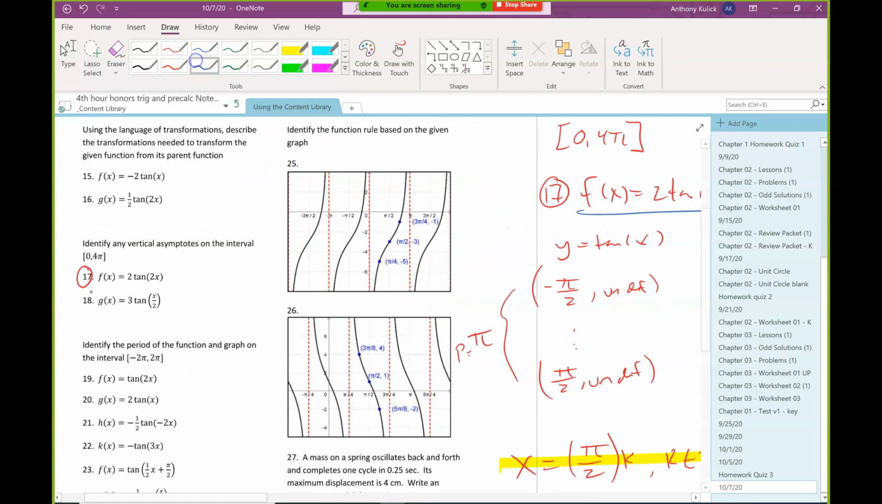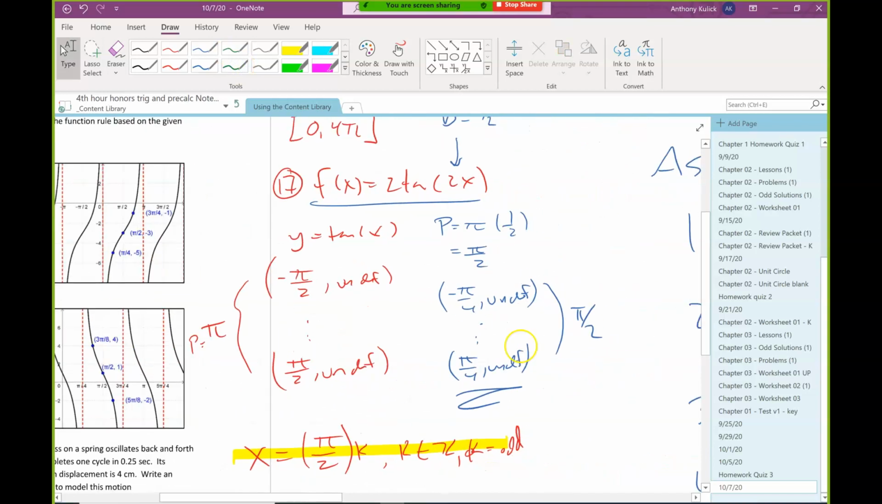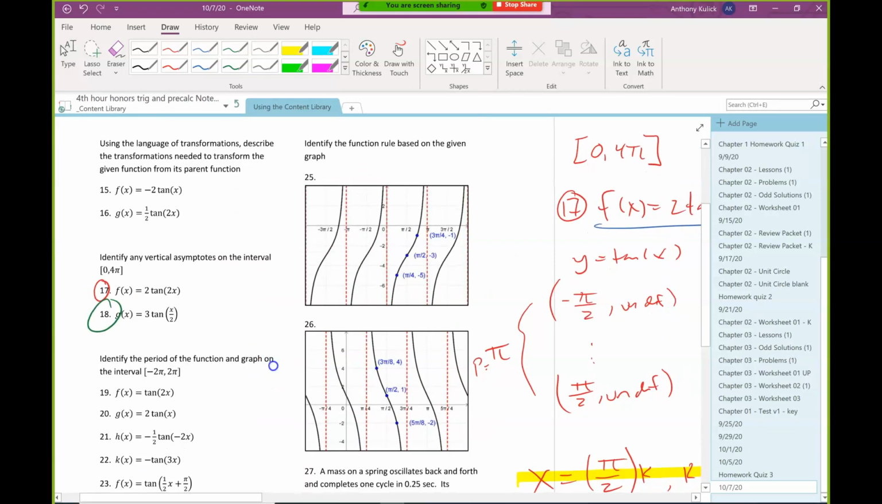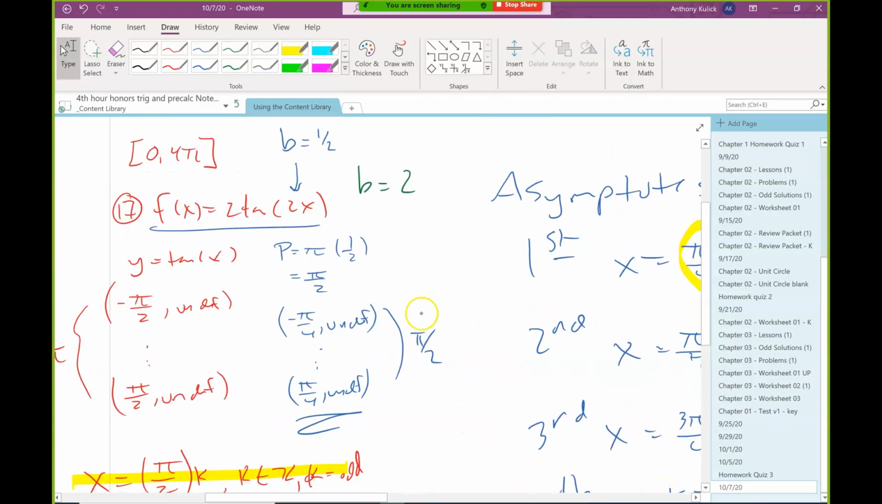Okay. So the only difference here, let me use a different color, is here B would be 2. Are you good with why B is 2? Yeah. Okay. So that means that my period is going to go from negative pi to positive pi. That's my asymptotes. So the first one would be at pi, and then I'd add 2 pi to get to 3 pi, and then I'm done.